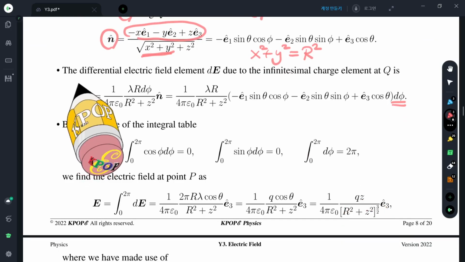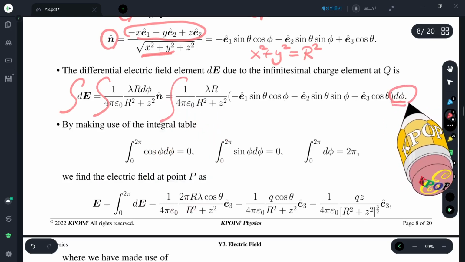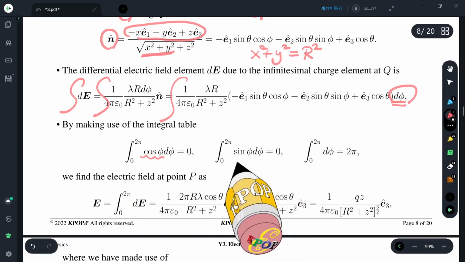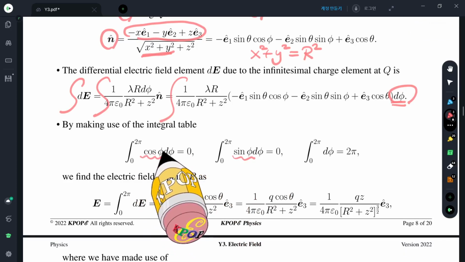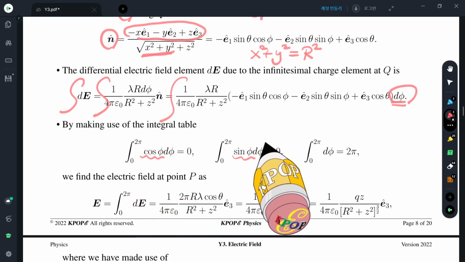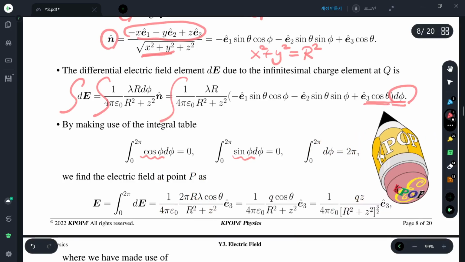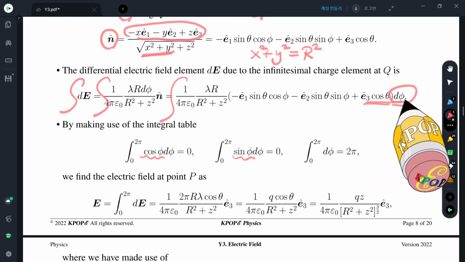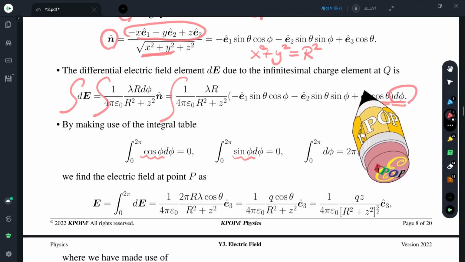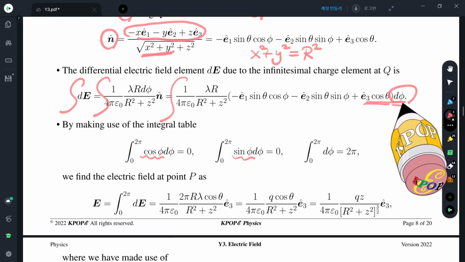Finally, we can integrate this over the azimuthal angle dφ. We find cosine, sine, and the azimuthal angle dependence completely disappears. And we end up with the z direction only. The integral over dφ is independent of polar angle theta, so this integral is trivial, that is 2π.